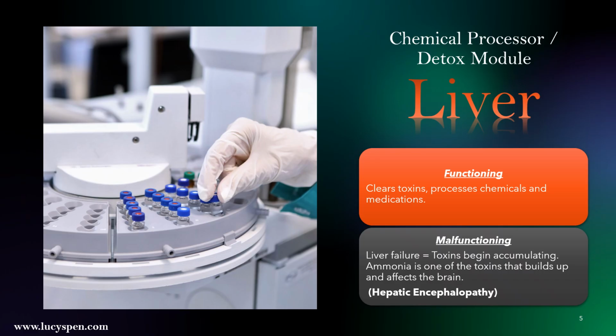The liver. It's a chemical processor and detox module. When the liver is functioning, it clears toxins, processes chemicals, and medication. When the liver is malfunctioning, we have liver failure, which is toxins beginning to accumulate. Ammonia is one of the toxins that builds up and affects the brain. We would call that hepatic encephalopathy.